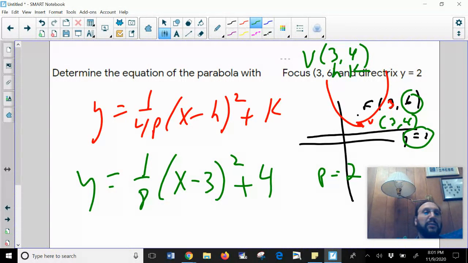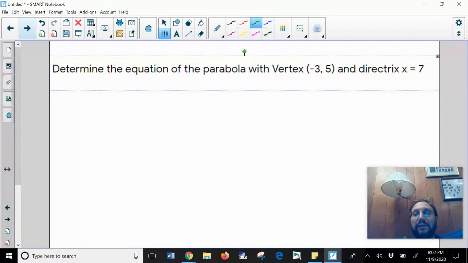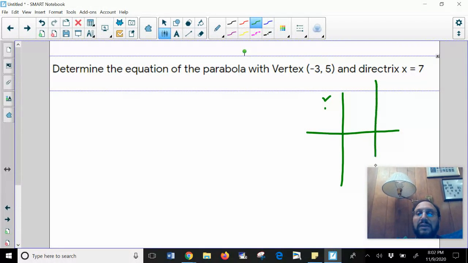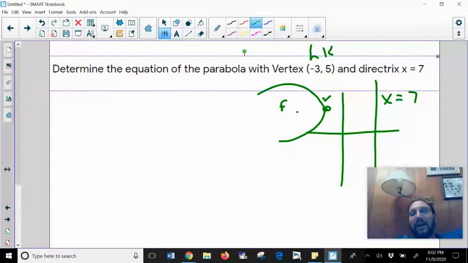And the third one is very similar. The third one has a vertex and a directrix. So the 3 objects, I'm always giving you 2 of them. So -3, 5 is over here in quadrant 2. x equals 7 is this line over here. So which direction is this thing going? Well, the parabola is always going to go away from the directrix, so the vertex is over here. The focus, if I needed it, would be over here somewhere, but I don't even need it because my vertex is at h, k, and I can get the p-value between -3, 5 and x equals 7.